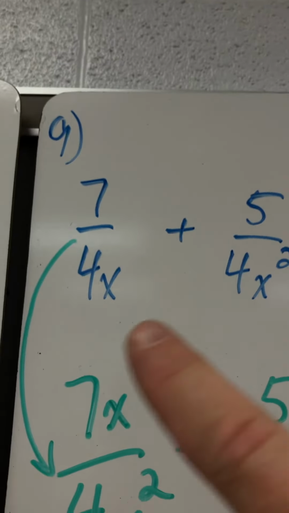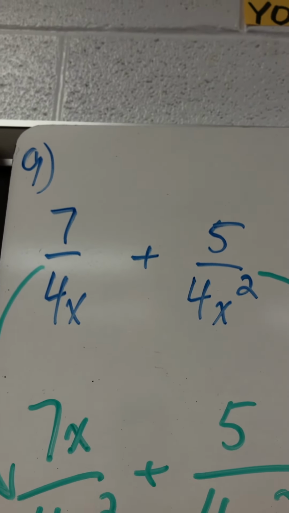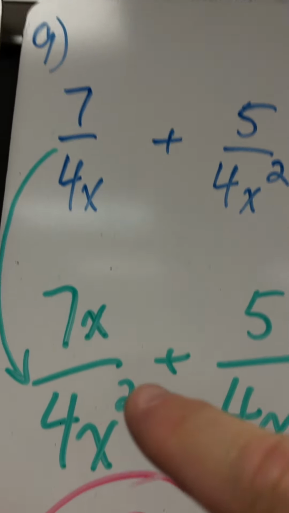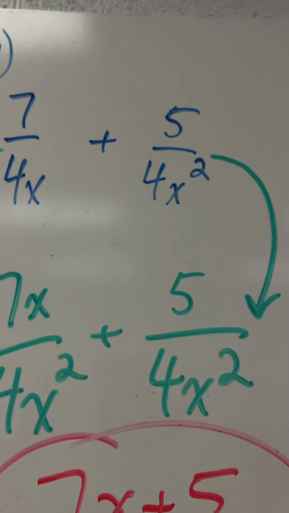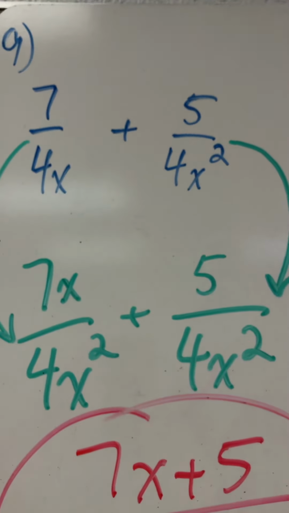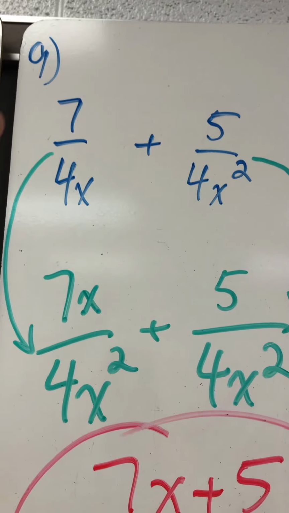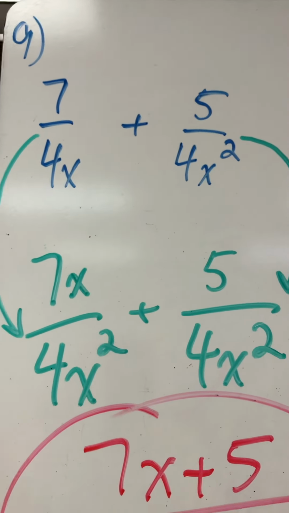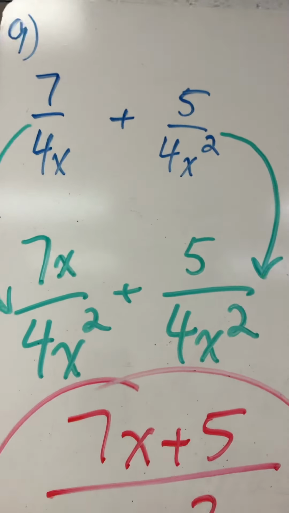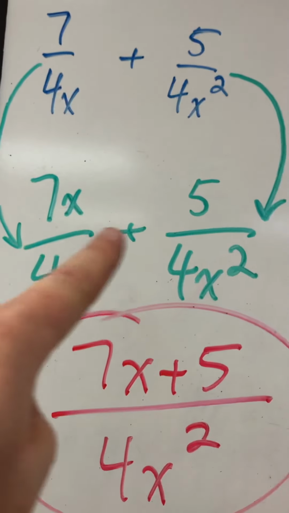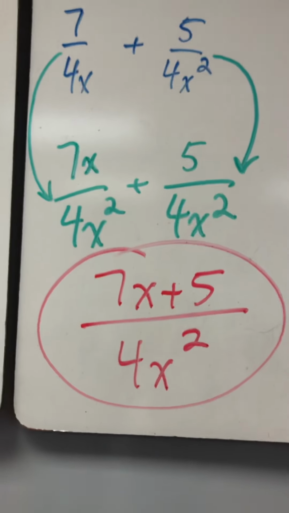Here, does it make sense that the common denominator is 4x squared? Because 4x goes into 4x squared, and 4x squared goes into 4x squared. So this times x, so this times x. This stays the same, so 5 stays the same. You can't combine 7x with 5, so you just write 7x plus 5 over 4x squared.